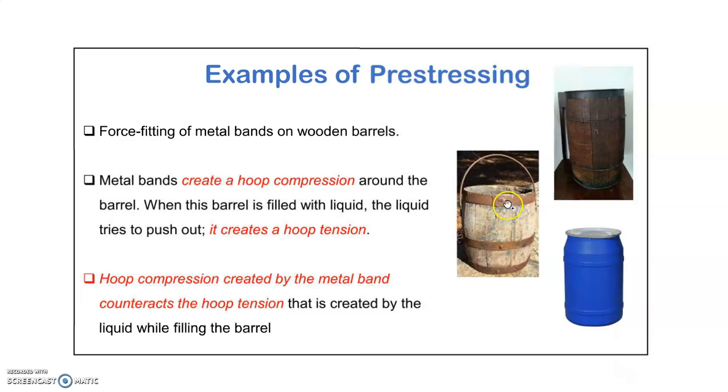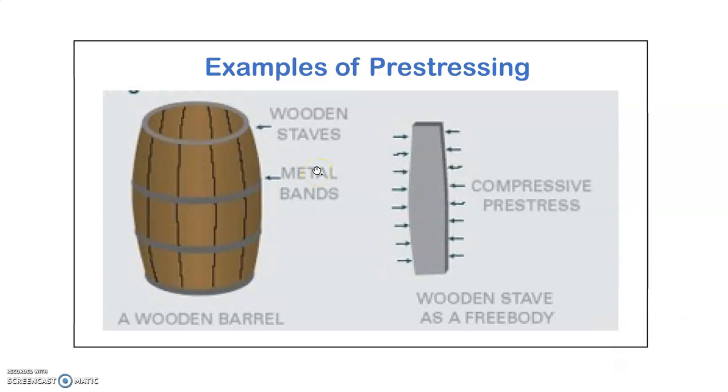At that time, these metal bands will offer a compression and will control the bending in the outward direction. So the hoop compression created by the metal band counteracts the hoop tension that is created by the liquid while filling the barrel. The same concept is used in pre-stressing concrete structures. Now you can clearly understand the concept of the wooden barrel.